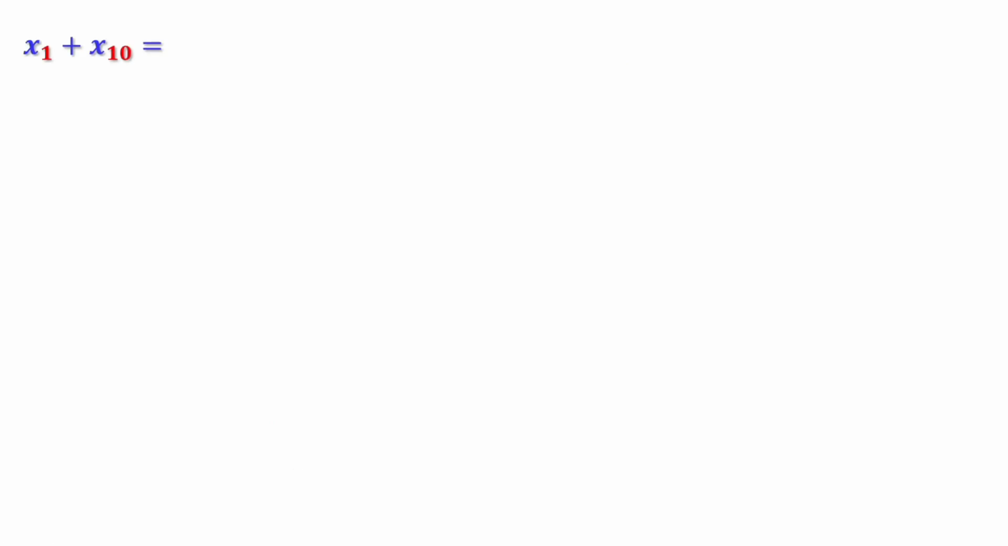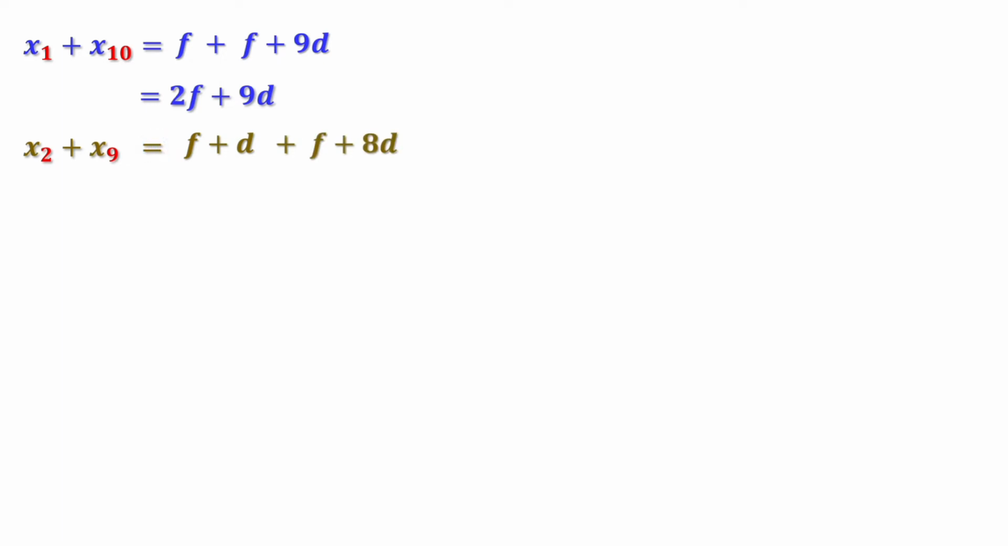First term plus 10th term. Let the first term be f. And we know the 10th term is the first term plus 9 times d. So we can write the first term as f and the 10th term as f plus 9d. Adding together we get 2f plus 9d. Now second term plus 9th term. Second term is f plus d and 9th term is f plus 8d. Adding together we get 2f plus 9d again.